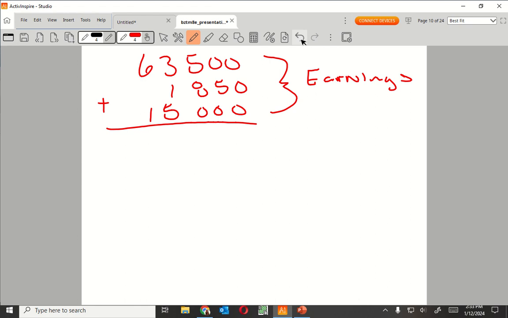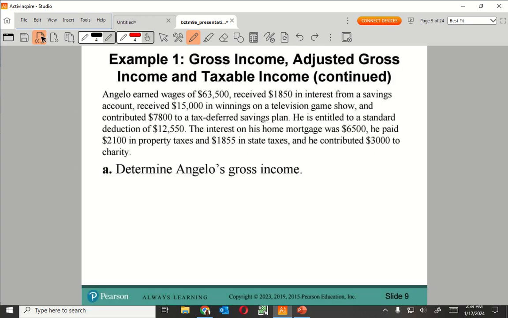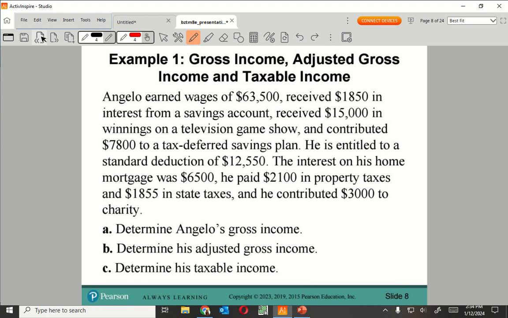All right, what did we come up with here? 80,350. Now, what this is going to be, you're labeling this as my gross. This is my gross income. To get my gross, what did I do? I add up all my earnings. Very good. So to get the gross, I add up all my earnings. Okay? Now the next part of the question says, right here, determine his adjusted gross income.